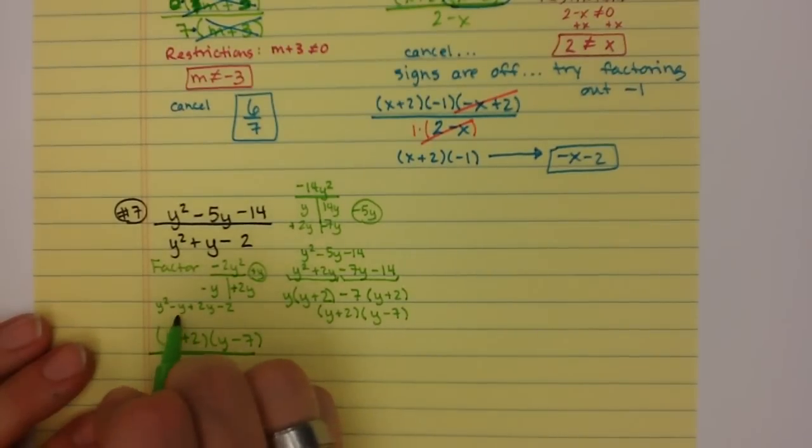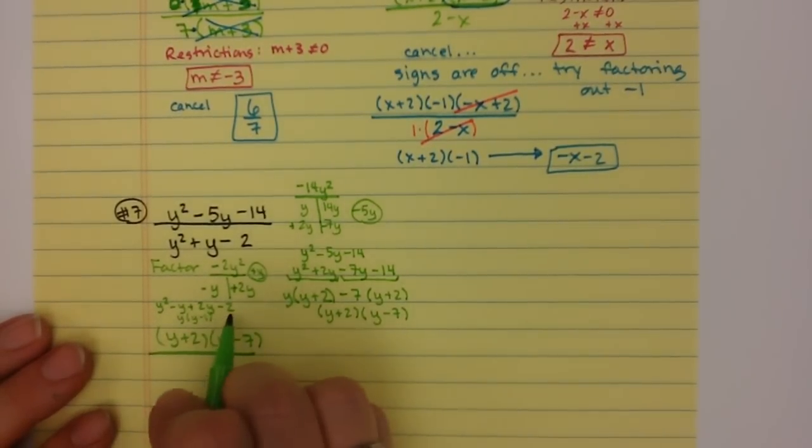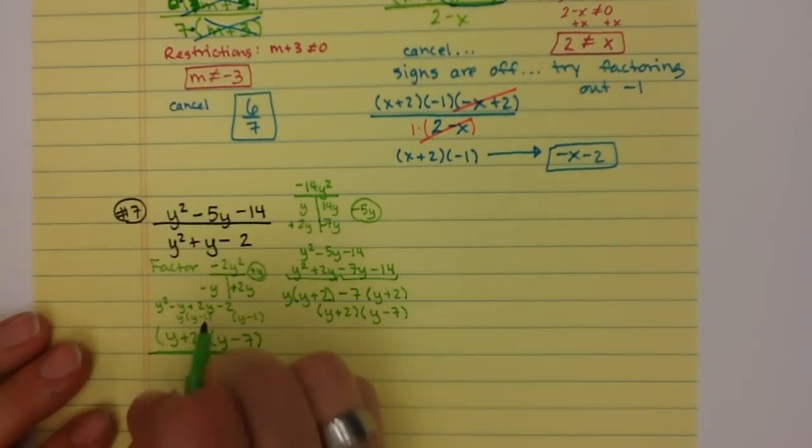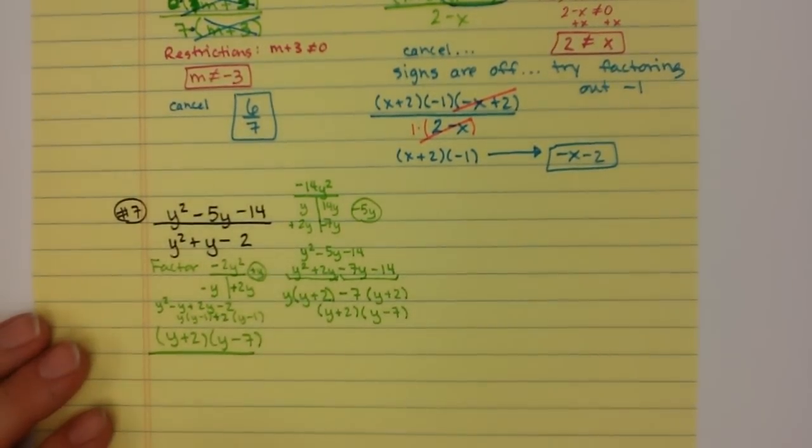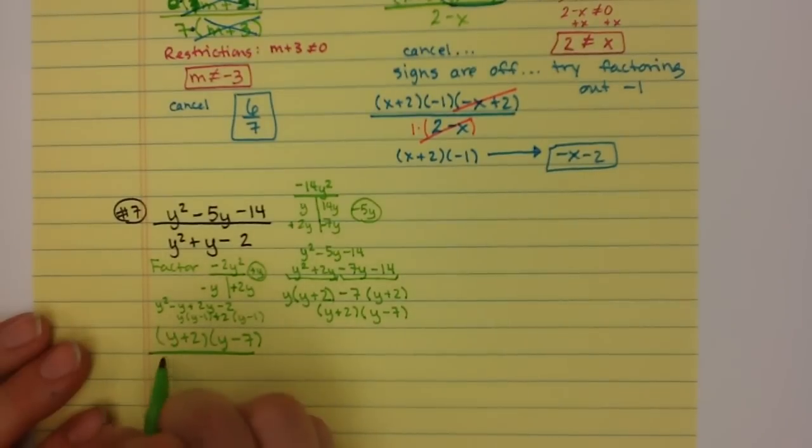Out of my first group, I take a y, which leaves me y minus 1. In my second group, I need to match y minus 1, so I'll need to take out a positive 2. So my common parenthesis will be y minus 1, and my GCFs leave me y plus 2.